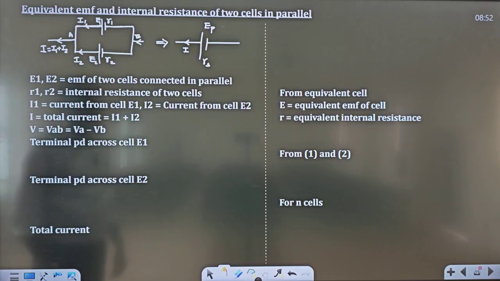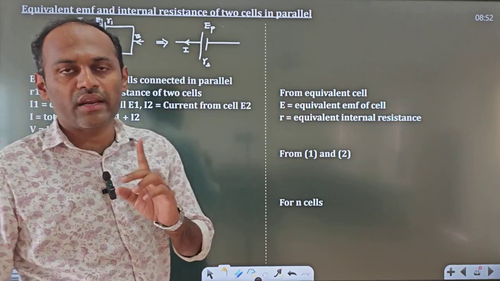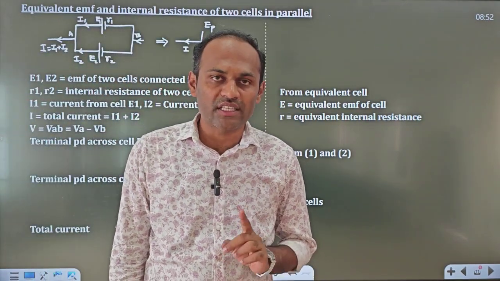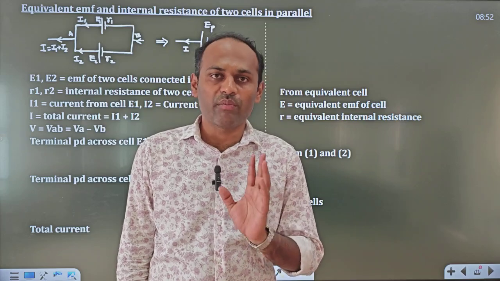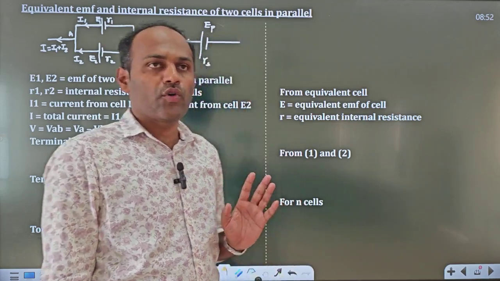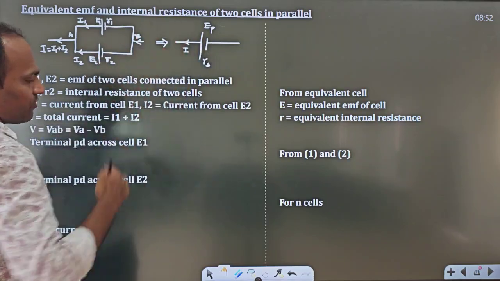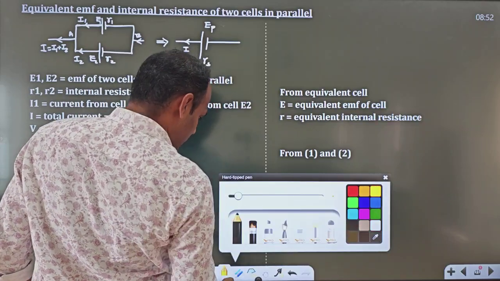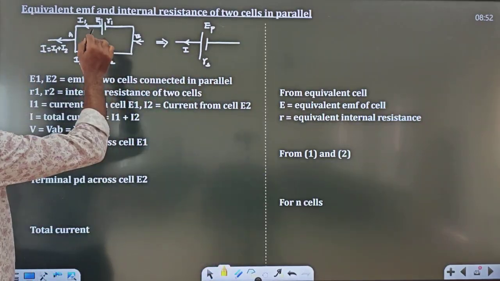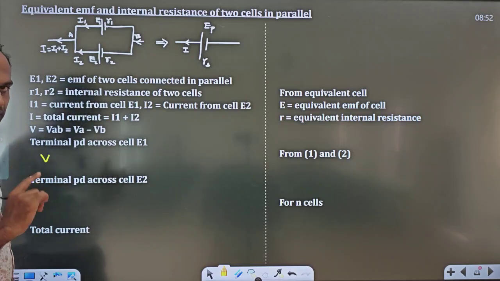Correct? Okay, listen. Terminal potential difference across the cell E1. I have told you in the previous derivation only. In both the derivations, we are going to use a single formula, that is the terminal potential difference formula. And it is given as V is equal to E minus IR. The same formula you have to apply for all three cells. Once you apply it for this, once for this, once for this. Correct? Okay. So let me say, we are writing the terminal potential difference of the first cell. I will write it as V.